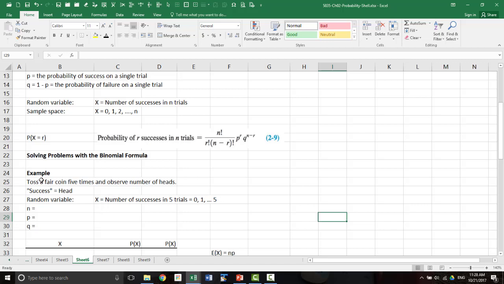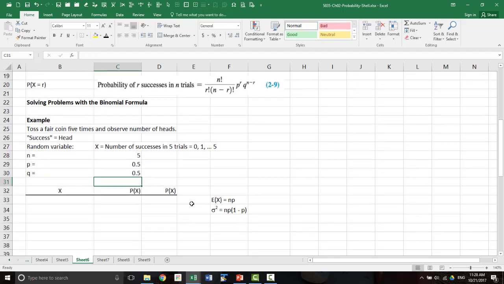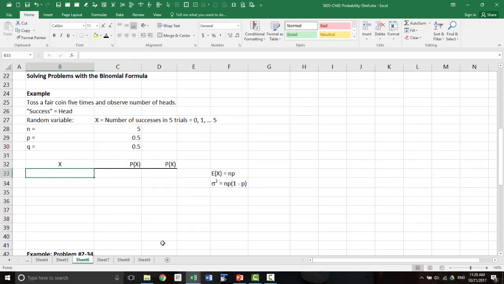Then, assuming this is a fair coin, the parameters that we have are n, p, and q. There are only 2 parameters because q is dependent on p. Whatever p is, q is 1 minus p. So there are only 2 parameters, n and p. So n is 5. Since we are assuming that this is a fair coin, p is 0.5. So q will be 1 minus that, which is 0.5 as well. Then the possible values for x are what? 0, 1, 2, 3, 4, and 5. These are the possible values.